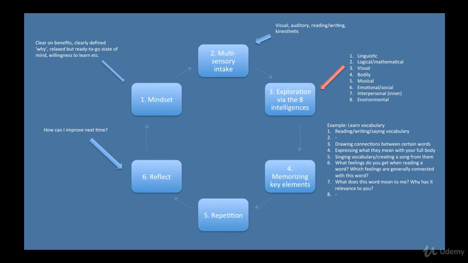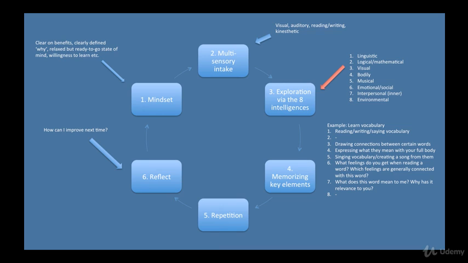We see that we have the 8 intelligences right there: linguistic intelligence, logical/mathematical intelligence, visual intelligence, bodily intelligence, musical, emotional/social, interpersonal, in parentheses inner, and environmental intelligence. So basically these are the 8 intelligences. And what we want to do right now is explore a certain topic, and connect that topic to our 8 different intelligences.